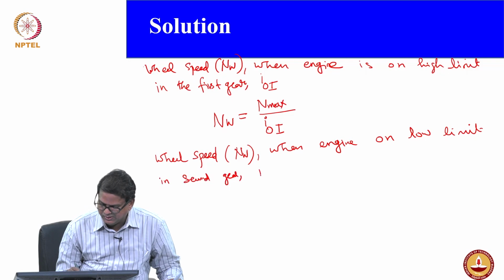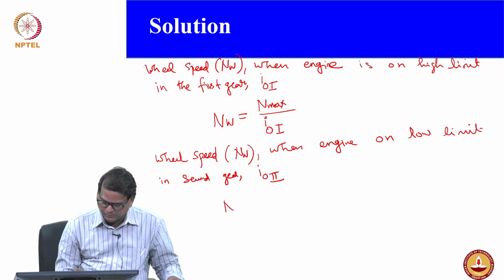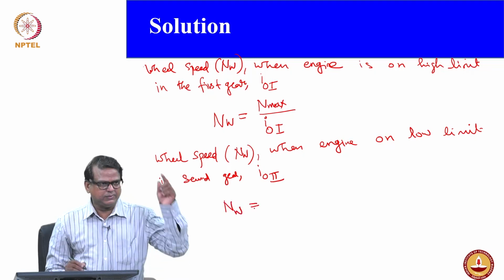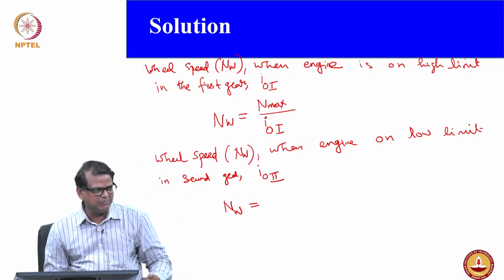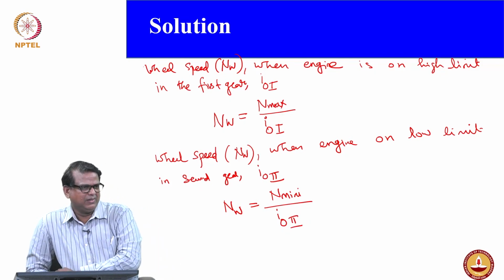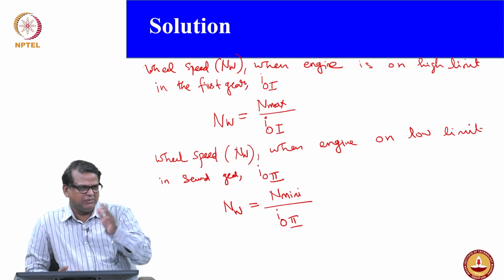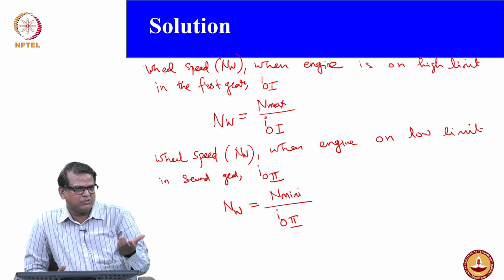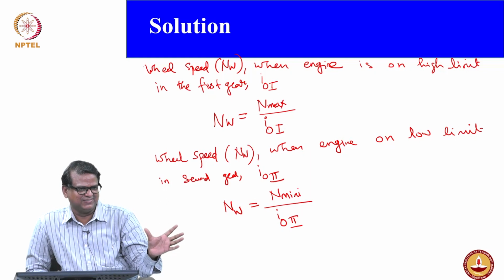Which is nothing but IO overall speed ratio 2. So what do you expect? N_W equal to... the moment you shift from first gear to second gear, my N max should drop to N minimum. IO 2, okay. We are talking about wheel speed. Technically the vehicle speed should be equal when you shift from first gear to second gear. The wheel should remain the same, because they are in the rolling direction, they are rolled. Your radius is also fixed, right.